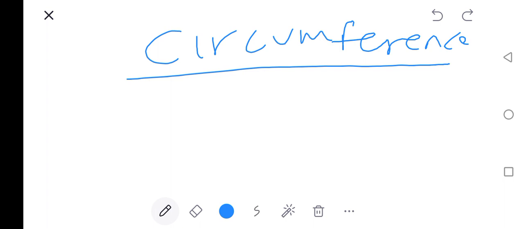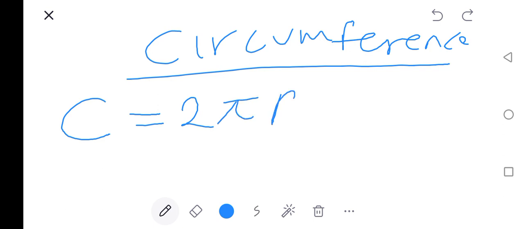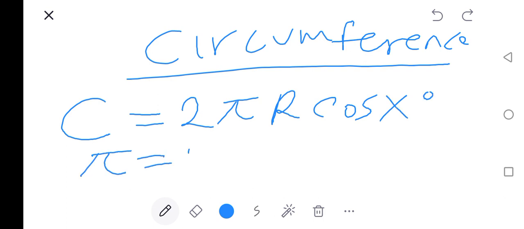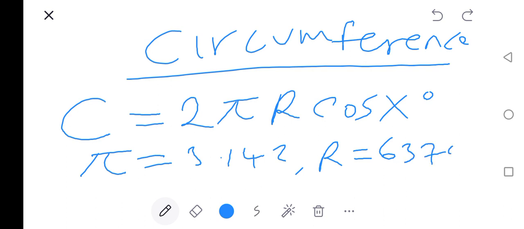So the formula is C, which is for circumference, equals 2 pi r cos x degrees. The pi is 3.142. The r means radius. There are two types of radius in kilometers, which is 370. Circumference appears in paper 2, but Earth geometry is in both paper 1 and paper 2.